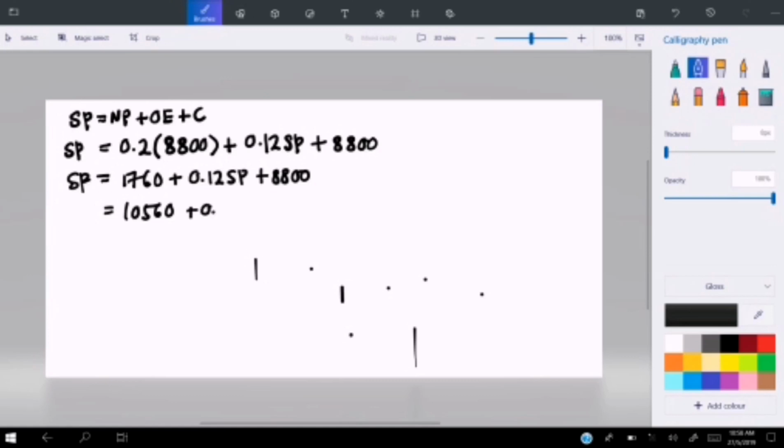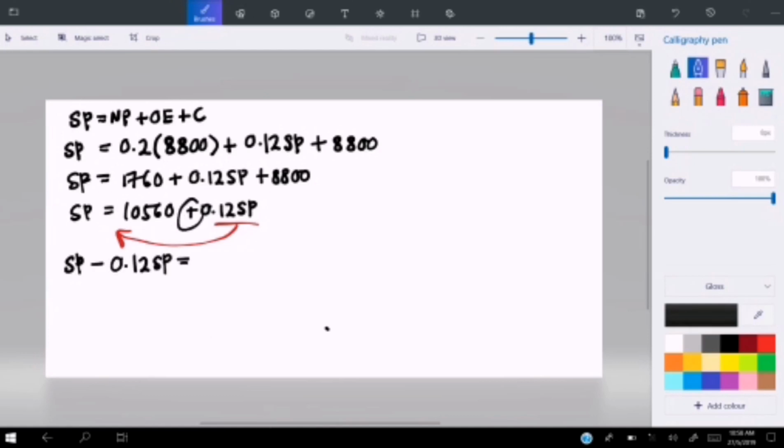So we add up the 1,760 together with 8,800, so we'll get 10,560 plus 0.12 SP. And then what we have to do with the SP is that we have to collect the SP, put this SP to the side. All right, so we'll bring the SP, because this is plus, it will become minus 0.12 SP will be equal to 10,560. So we use your calculator, 1 minus 0.12, okay, so we'll get 0.88 SP, which is equal to 10,560.